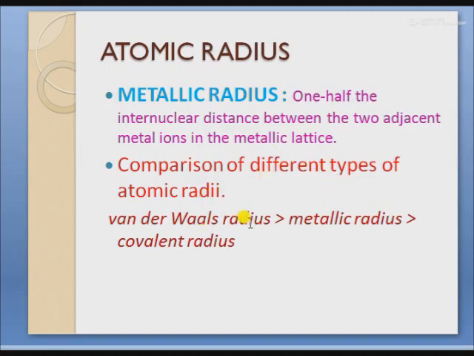Next is a comparison of different types of atomic radii. Van der Waals radius is larger than the metallic radius, which is further larger than the covalent radius. It means covalent radius is the smallest radius and van der Waals radius is the largest radius.